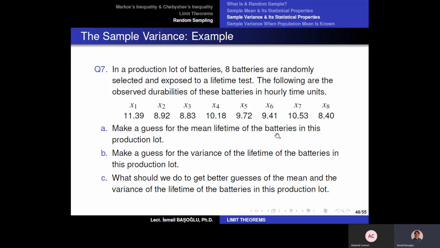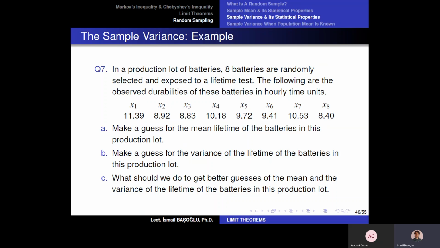Actually, my friends, in this production lot, maybe we have manufactured thousands of batteries. Let's just say we have manufactured 100,000 batteries, and we are going to sell them. Now, if we want to make a guarantee for the duration of these batteries, we need to give solid information to the customers about it. On the average, how many hours does this battery work? We need to give a solid answer.